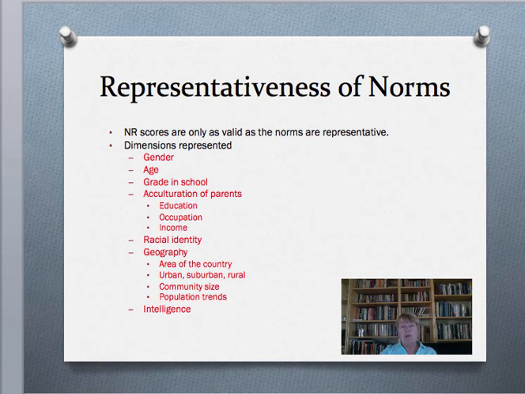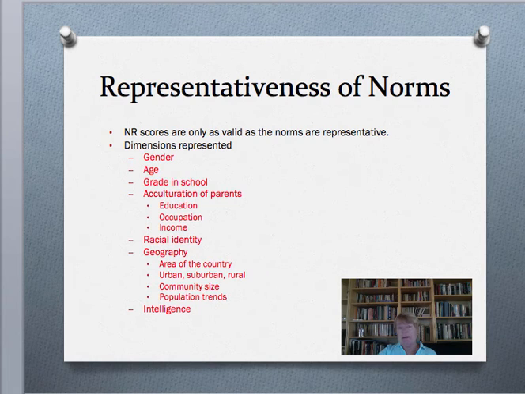What groups would you want represented if you were choosing a test to use with the population with whom you work? Think about, who do you work with? How would you want to see them represented in terms of a normative group? And that's one way that you can evaluate a test in terms of its technical adequacy, to determine if the group that you work with was included in the development of norms.